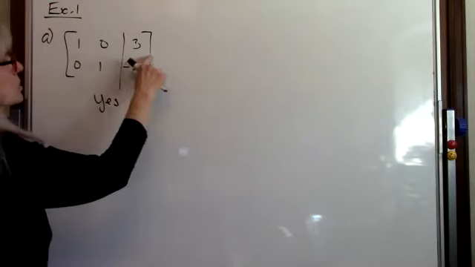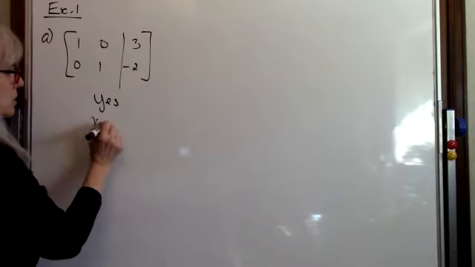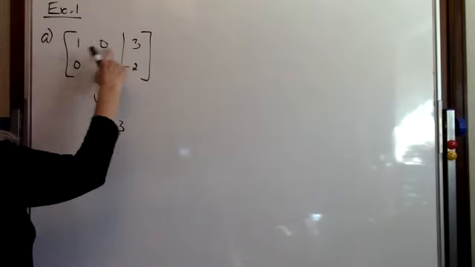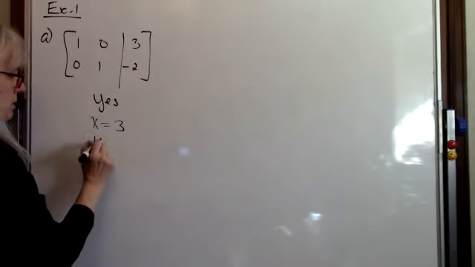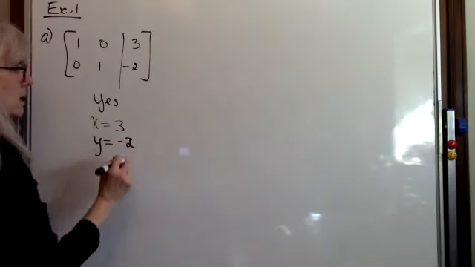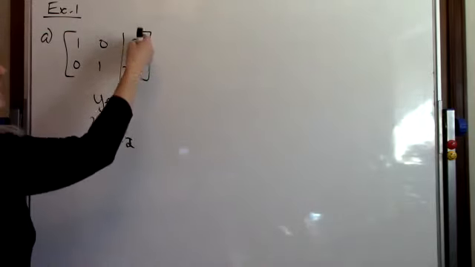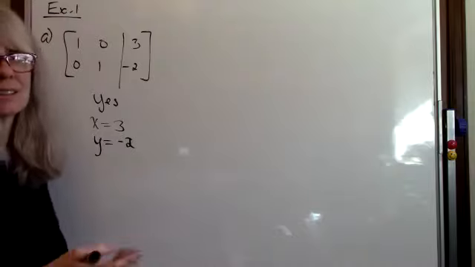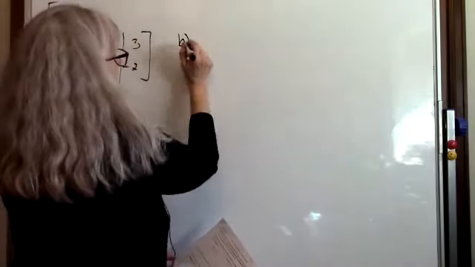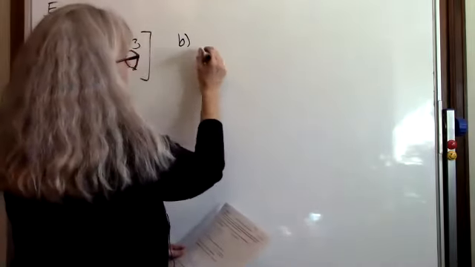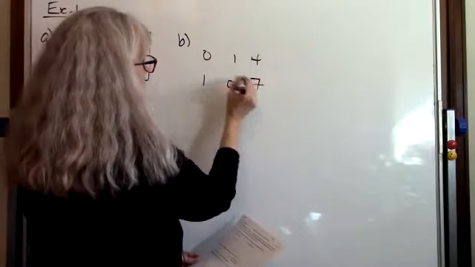And then just to take it a step further, we could also pick the answers back off of it. This top row is really saying 1x, no y, is equal to 3. So the solution would just be x equals 3. The bottom row is telling me that 1y is equal to -2. So once I've done my arithmetic and gotten it into this form, these are my answers sitting over here, which is why we like it, because they're answers. Okay, B on that one, again, it's just asking, is it in row reduced form? We have 0, 1, 4, and then we have 1, 0, 7.